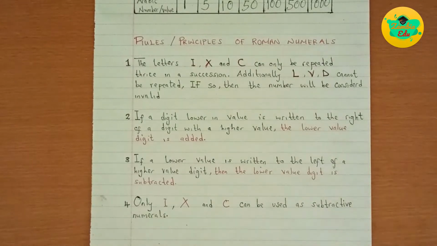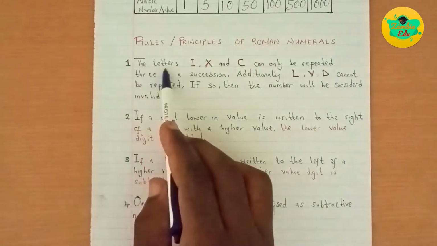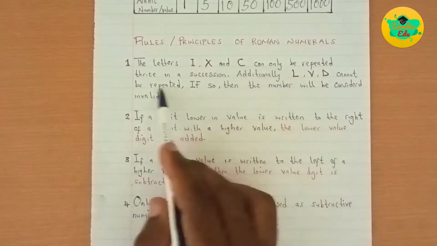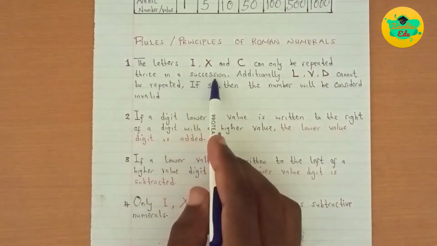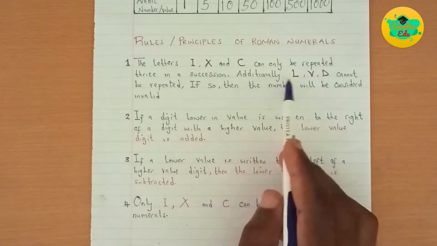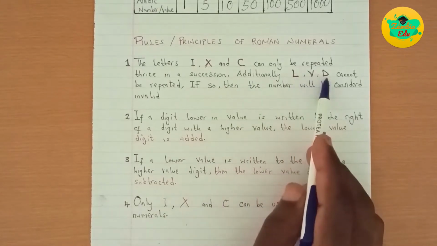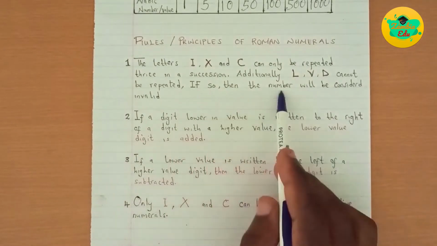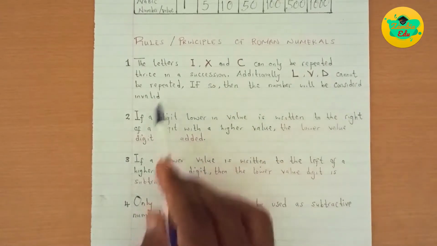The first rule or principle of the Roman numerals is that the letters I, X, and C can only be repeated thrice in succession. Additionally, L, V, and D cannot be repeated. If so, then the number will be considered invalid.